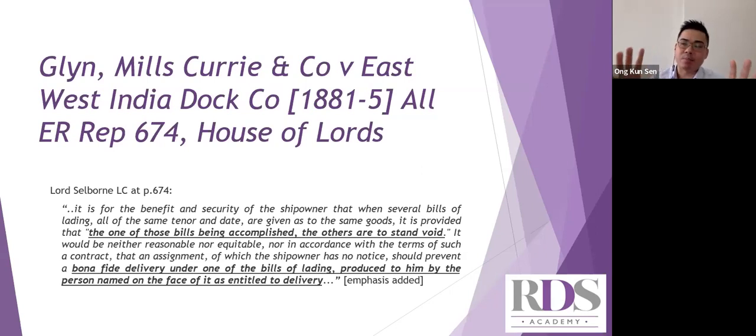So the key takeaway is this. You have three sets of bills of lading. I, as a ship owner, would only deliver the goods to whoever produced to me the first bill of lading. And if I do not have any knowledge of the subsequent dealing, like I have no knowledge of you using the bill of lading to get a loan, or you have assigned it or whatever, so long as I act in good faith, I as a ship owner will be absolved from liability. So this is the important principle distilled in this House of Lords case. Next slides.